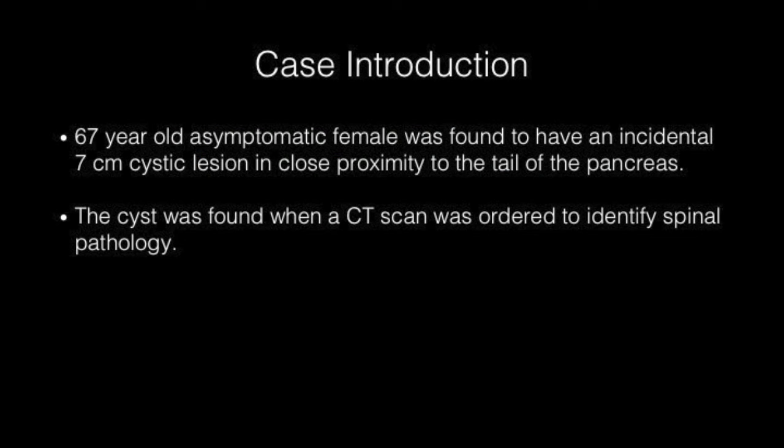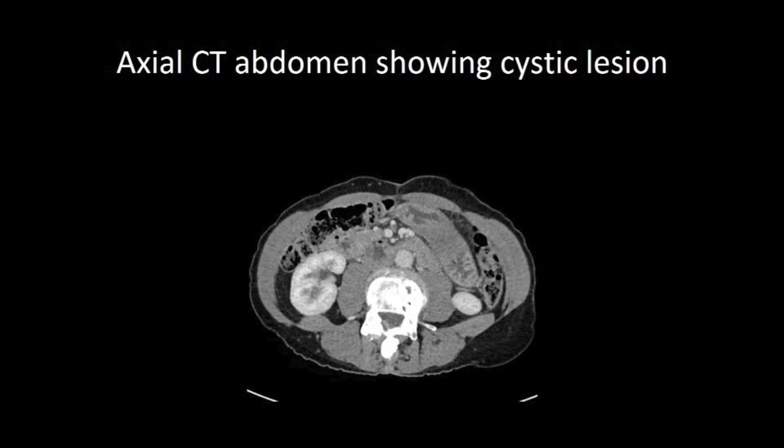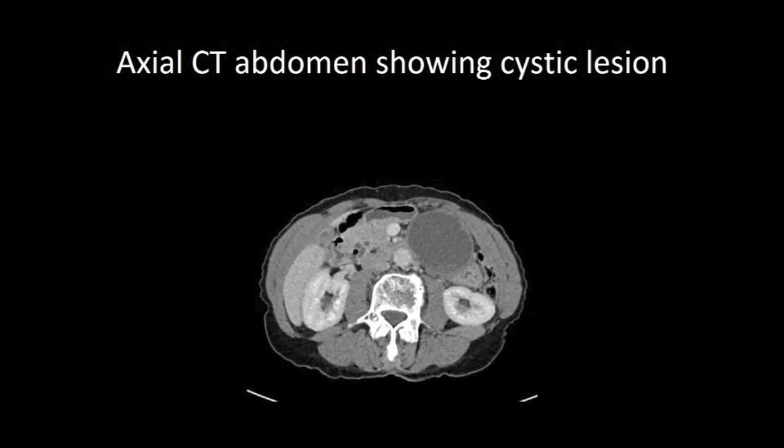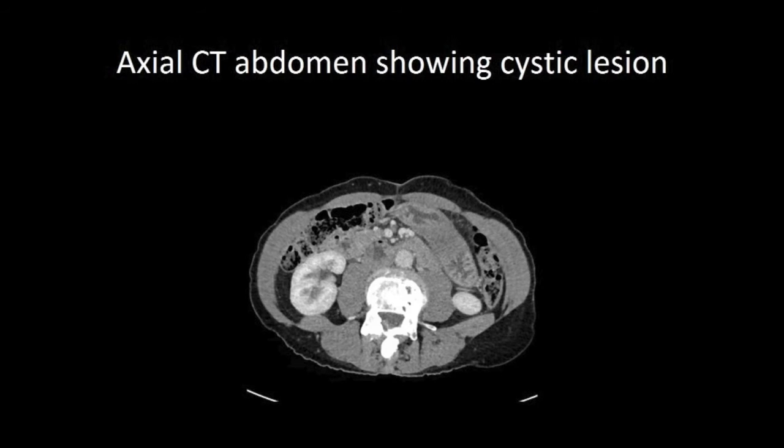This video describes a 67-year-old female with an incidental 7 cm cystic lesion in close proximity to the tail of the pancreas. The cyst was found when a CT scan was ordered to identify spinal pathology. This CT scan demonstrates the location and size of the cystic lesion, located between the posterior stomach and the pancreas.